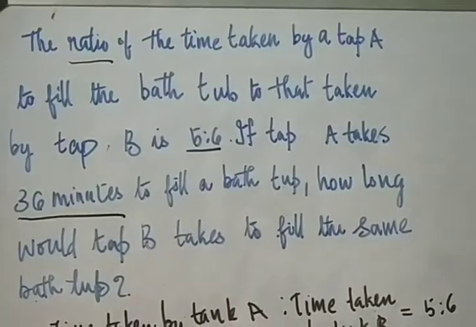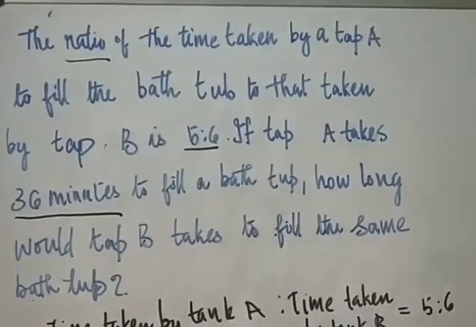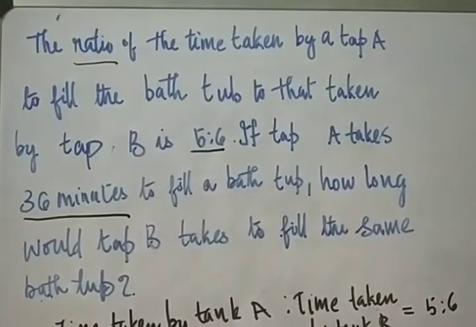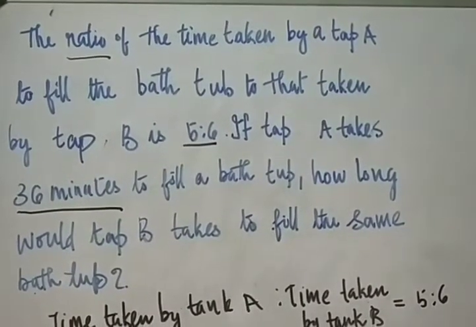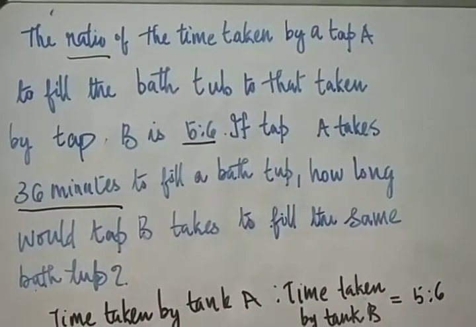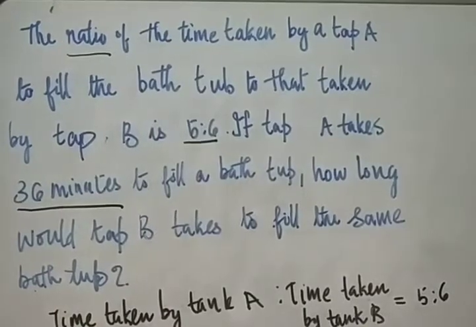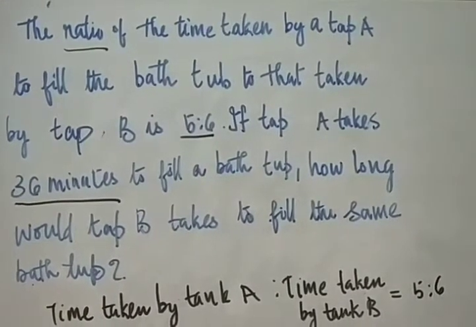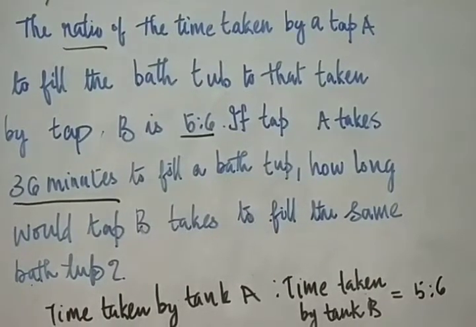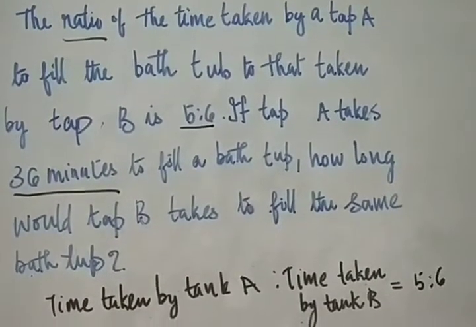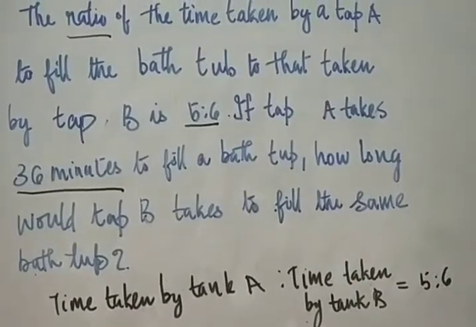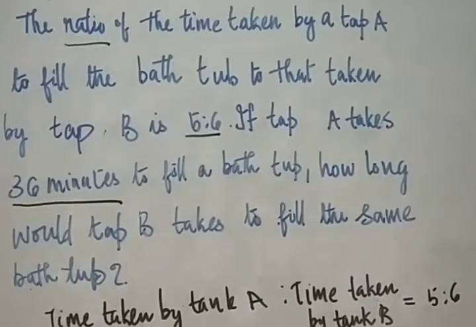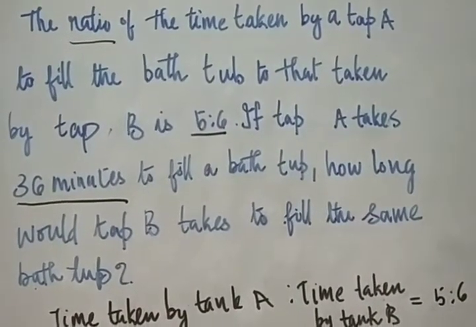Consider the next question. The ratio of the time taken by tap A to fill the bathtub to that taken by tap B is 5:6. If tap A takes 36 minutes to fill a bathtub, how long would tap B take to fill the same bathtub? So here there is a bathtub and two taps, tap A and tap B.